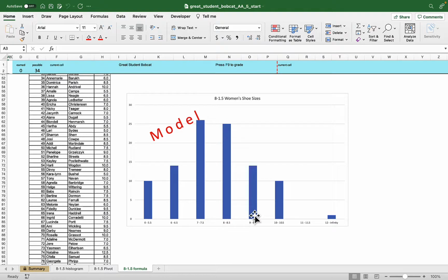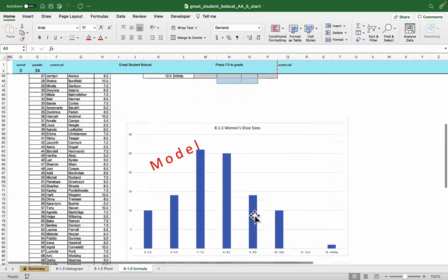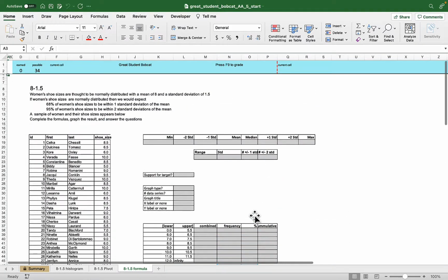So it's very useful information when you're selling things that vary under a normal distribution, to know how much of each item you should buy.